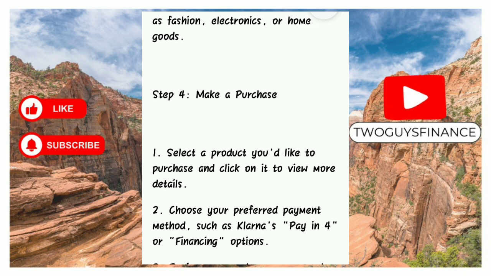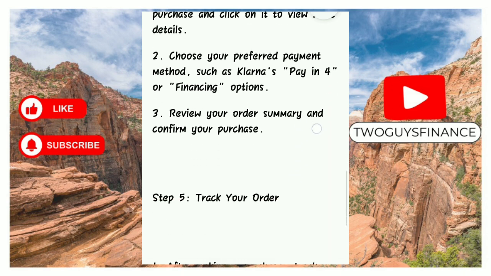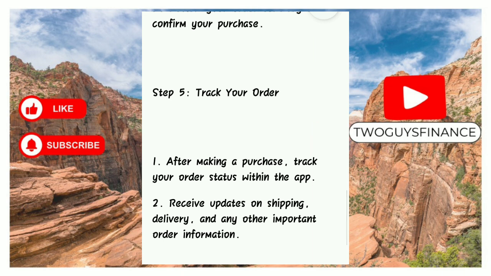So after you've selected a product that you'd like to purchase, you can just choose your preferred payment method. You could use Klarna's pay in 4 or financing option, and then just review your order summary and confirm your purchase. And then you move on to the 5th step, which is to track your order.